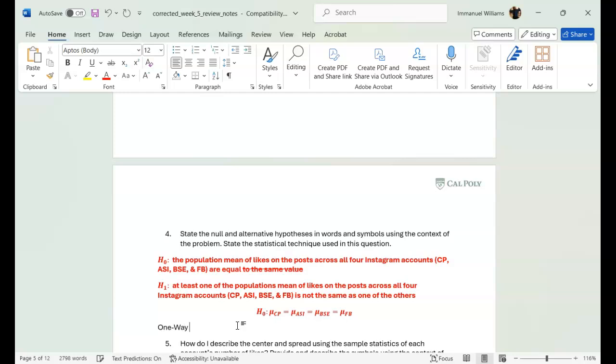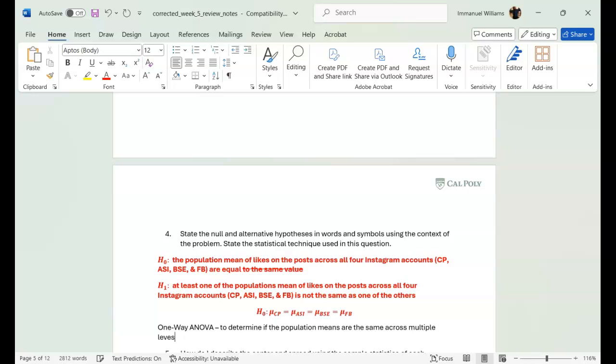This is what we call one-way ANOVA. And the primary purpose of one-way ANOVA is to determine if the population means are the same across multiple levels. This is more than 2. We could use it for 2, but that's again bringing a gun to a knife fight.